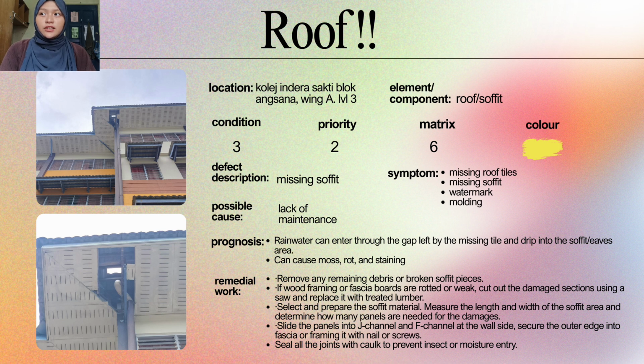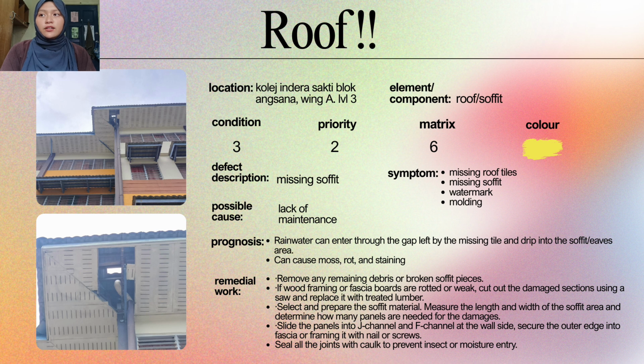The defect description is missing soffit. The symptoms of this defect are missing roof tiles, missing soffit, watermark and molding. The possible cause of this defect is lack of maintenance. The prognosis is that rainwater can enter through the gap left by the missing tiles and drip into the soffit or eave area. It can also cause moss, rot and staining.